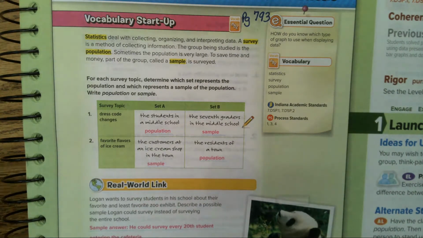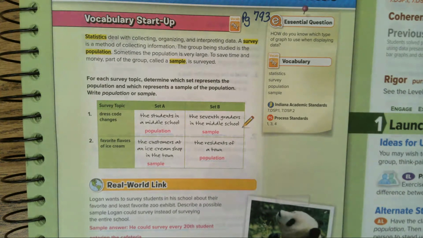Does everyone have that? Make sense? Thumbs up? Good. Favorite flavors of ice cream. The customers at an ice cream shop in the town and the residents of a town. All right, and it's sort of easy whenever you look at your choices. It's more pinpointed with just those that attend the ice cream shop. So that would be your sample, and the larger group is the population, the people that live in the town. Are there any questions on that?